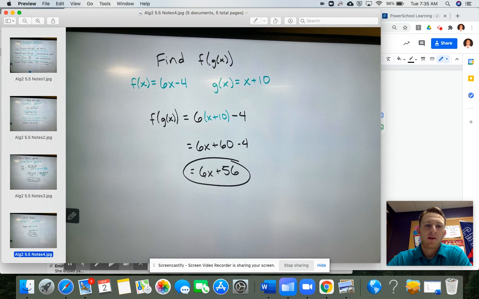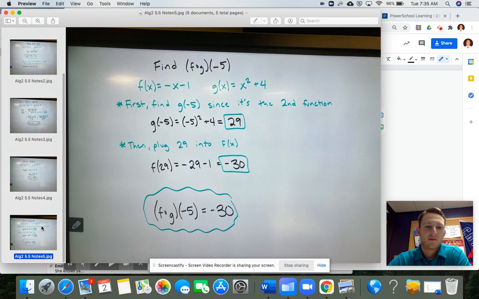Here we're going to find that composite. So we have f of g of x. So we're going to take that g of x right here, x plus 10, and plug it into the x of this f of x. So this turns into 6x minus 4, because here's our x and here's where we plugged in. So 6x minus 4, and we just plugged in this x plus 10 where the x was. So we're going to distribute. So we have 6x plus 60 minus 4. That gives us 6x plus 56.